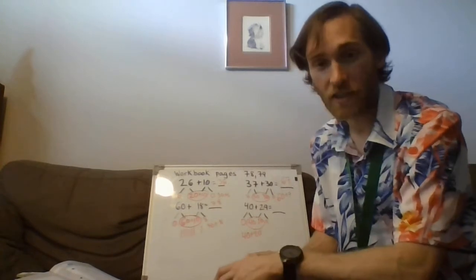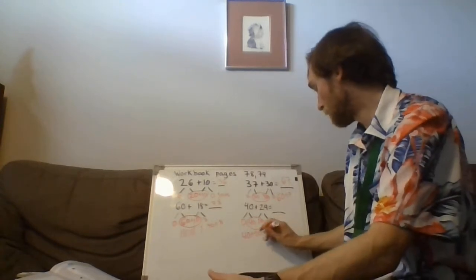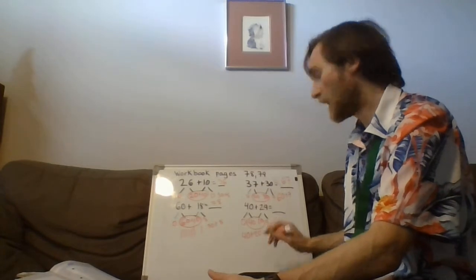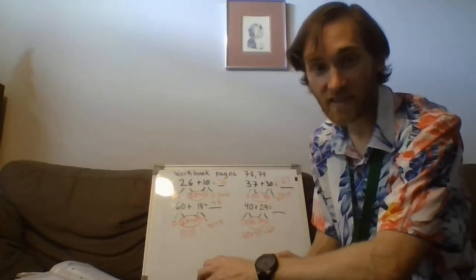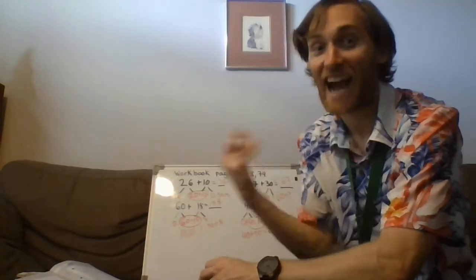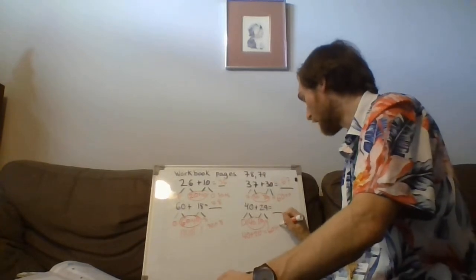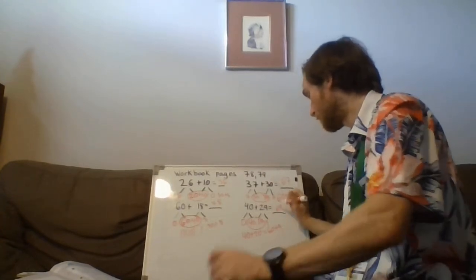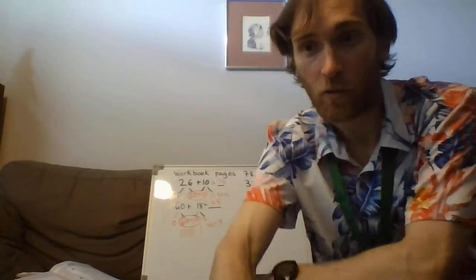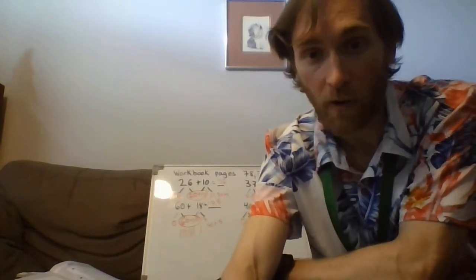40 and 20 equals 60. Then I add the ones that are left over, which is 9. 60 plus 9 equals 69. We're now going to tackle the last part of page 79.